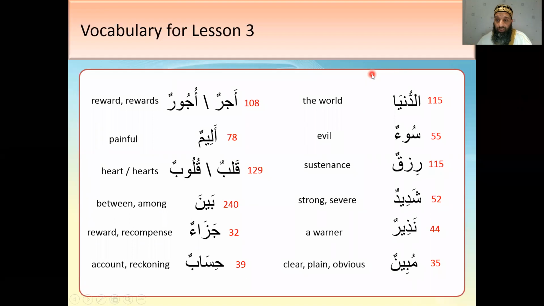Ad-dunya, everybody I think knows, or hopefully I hope everybody knows. Ad-dunya. Dunya is the world. 115. Su'un. Su is like one of those words. To me, it sounds like what it is. It sounds like its meaning. Su, evil. Right? Su, evil. 55.